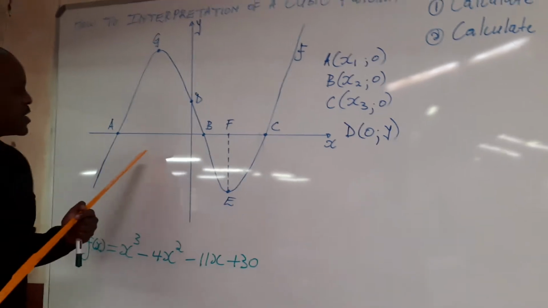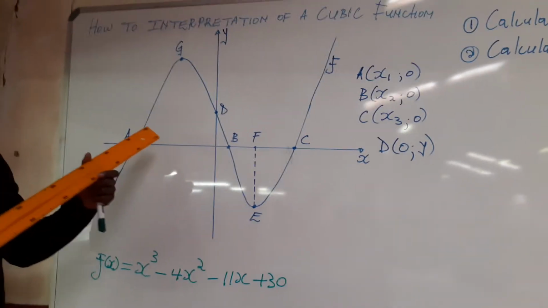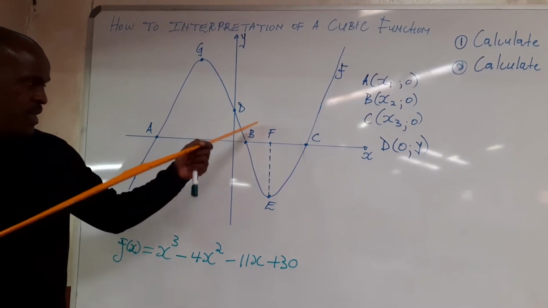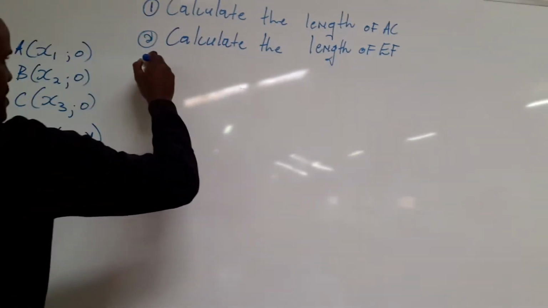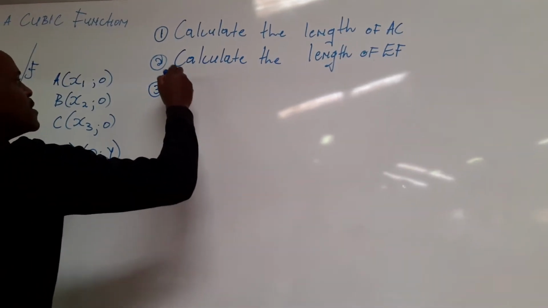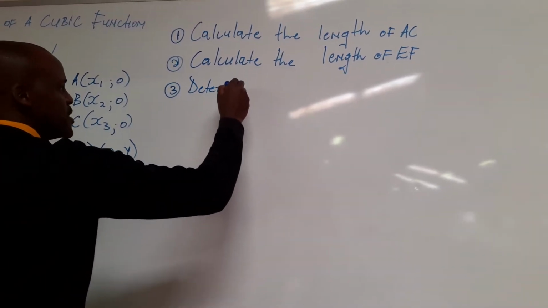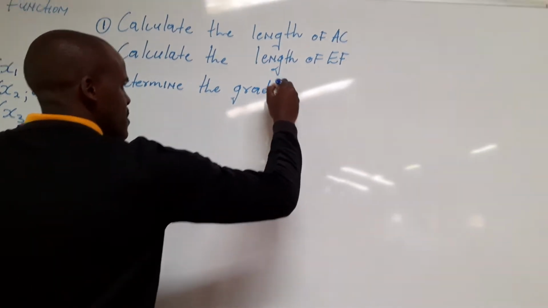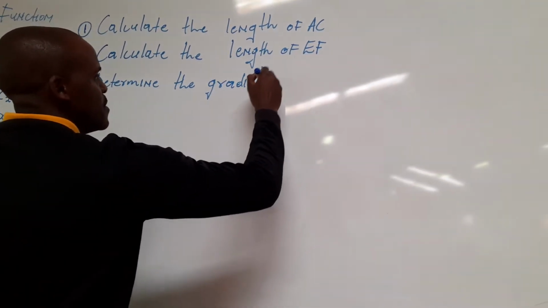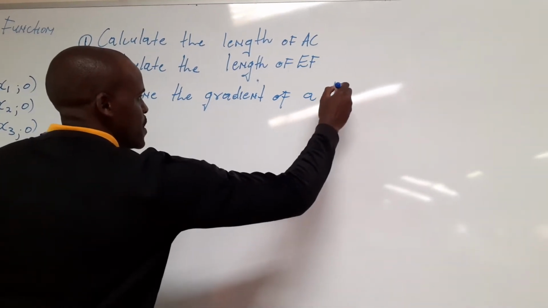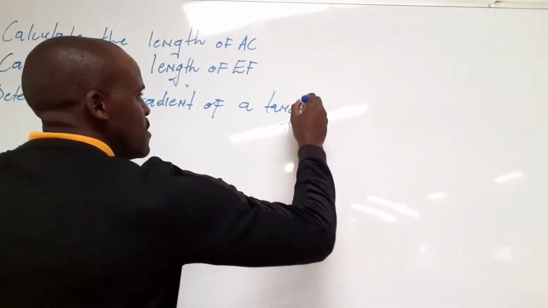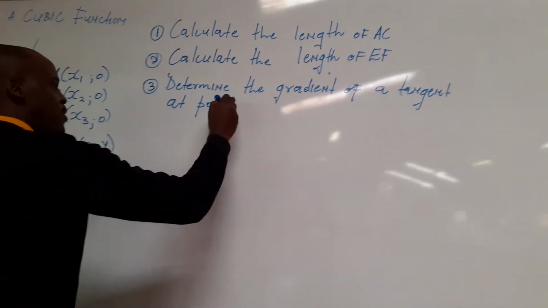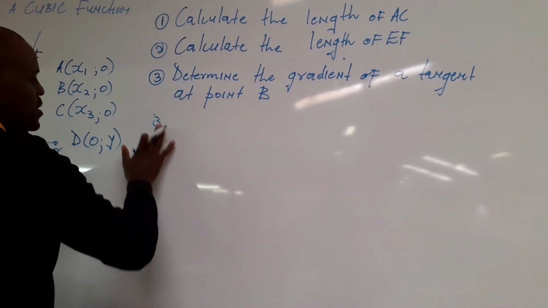And then the next question: determine the gradient at B. We are to find the gradient at point B. That is the gradient of a tangent at point B. And then let's see the fourth question.